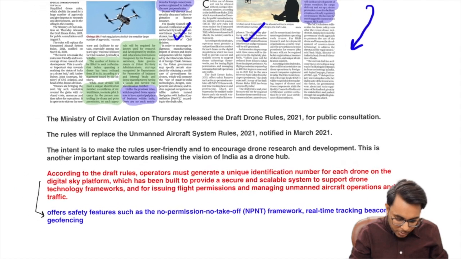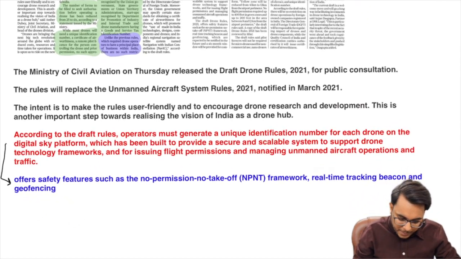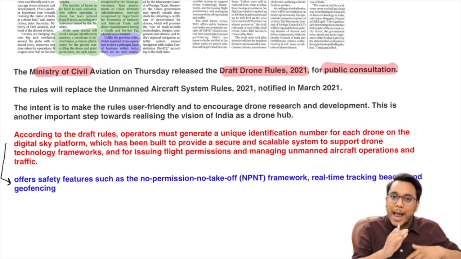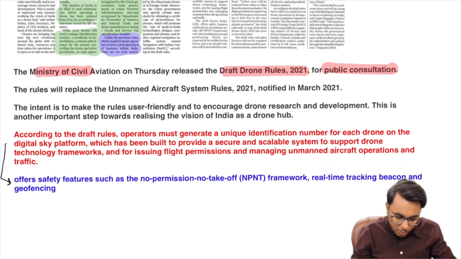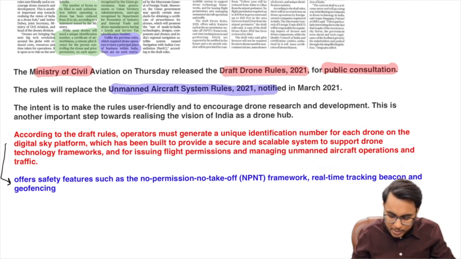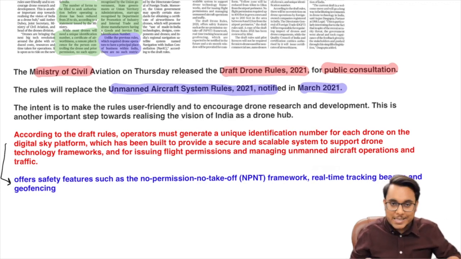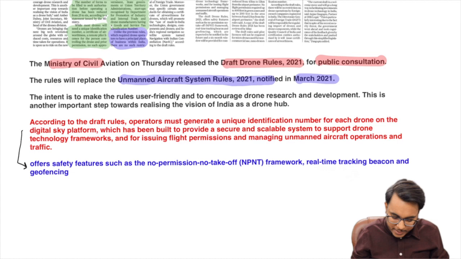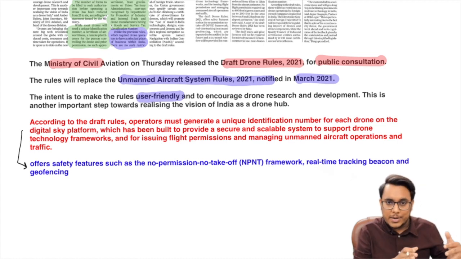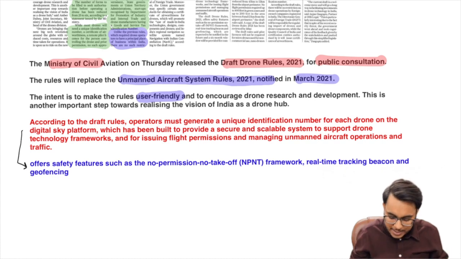Now guys, when we talk about the drone rules, what has happened? The Ministry of Civil Aviation released these draft drone rules 2021. Now they have been put into public consultation, and the public will be giving comments. They will be replacing the Unmanned Aircraft System Rules 2020, which were notified in March 2021. Now guys, the intent of these new draft rules is to make a user-friendly regime for drones in India, as well as to encourage drone research and development.